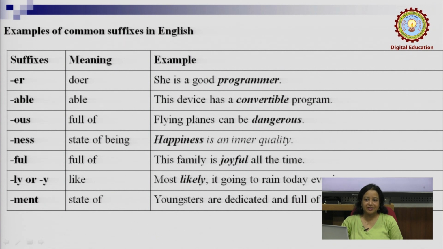Examples of common suffixes in English are: er, she is a good programmer; able, this device has a convertible program; ous, flying planes can be dangerous; ness, happiness is an inner quality; ful, this family is joyful all the time; ly or y, most likely it is going to rain this evening; ment, youngsters are dedicated and full of commitment.